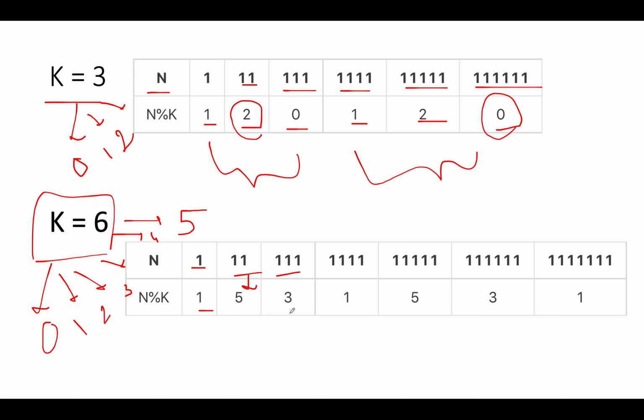111 modulus 6 gives us 3. 4 times 1 modulus 6 gives us 1. 5 times 1 modulus 6 gives us 5. 6 times 1 modulus 6 gives us 3. And as we can clearly see, there is a pattern that is being repeated across as we progress through the series.